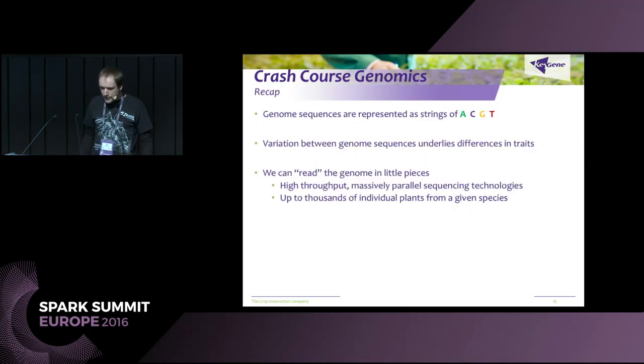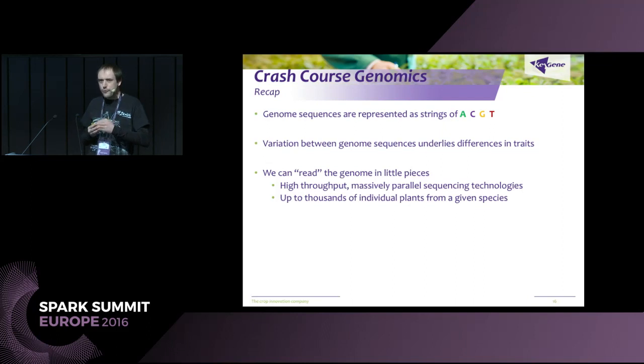So, to recapitulate what I just told in a few simple lines, we have our genome as a kind of text representation of only 4 characters. The variation is what we're looking for, so we're interested in how these different individuals differ from each other and how we can associate these differences to the traits that we're interested in. And yeah, we can read the genome in little pieces.